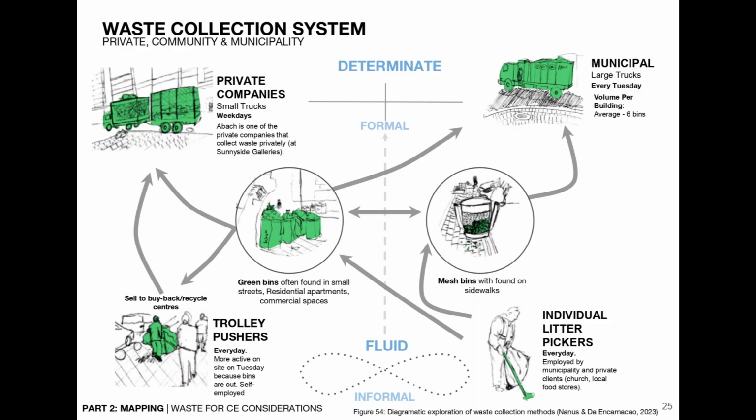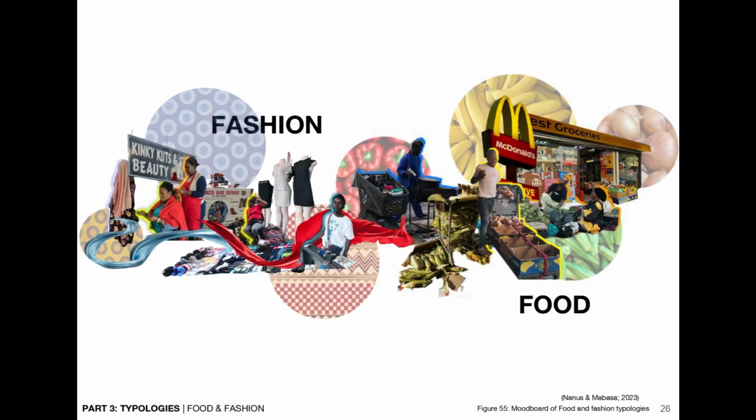The two internal systems are that of informal, being the trolley pushers and litter pickers, and the formal, the private companies and the municipality. Throughout the project, our main focus was on understanding the relationship between the formal and informal realms within the food and fashion industries in Sunnyside.